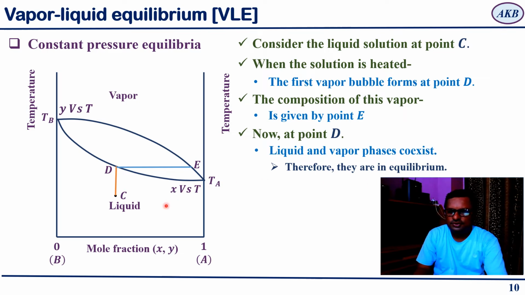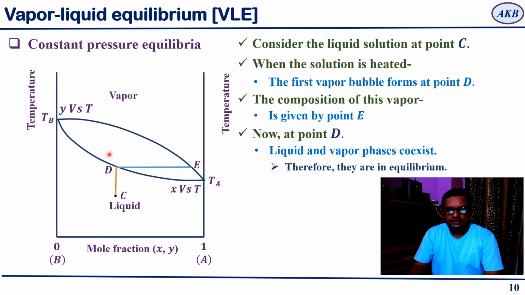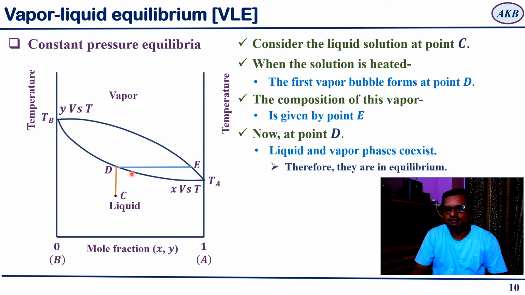So what is the process? We have considered a liquid solution at C, and we are heating it. Temperature will increase along this line, and at point D, the first vapor bubble will appear. Its composition is given by point E, which is lying on the upper curve. At point D, vapor and liquid phases coexist, and therefore they are in equilibrium with each other. Now let us move on.